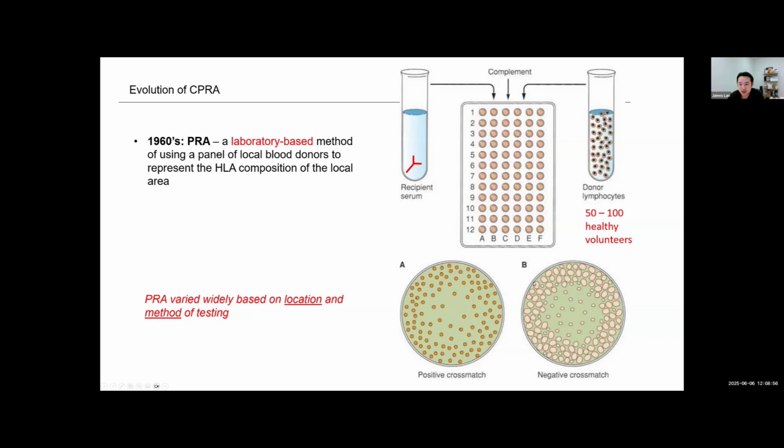However, if the cross-match test is negative, that would imply that this patient can safely receive the organ from those donors because their antibodies are not donor-directed. But this was a very crude test that was developed in the 1960s, and as you can imagine, depending on where you do the test and where you are geographically, patients can get different results.